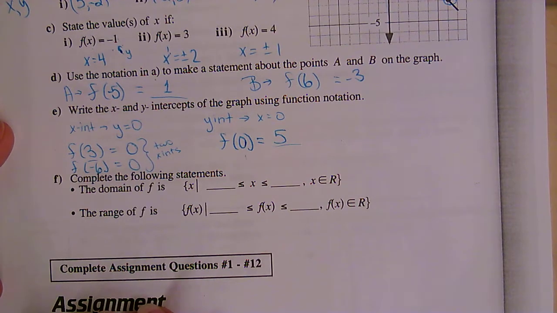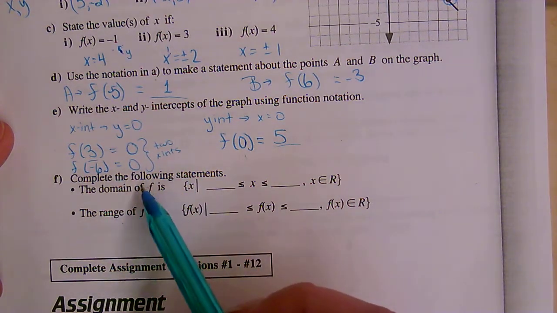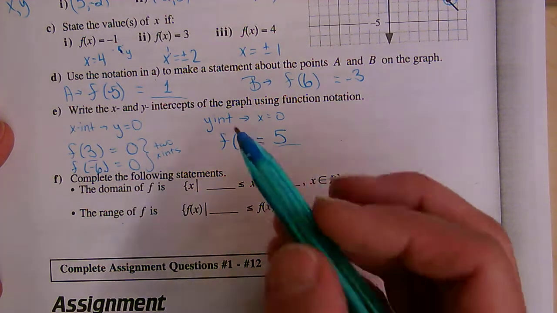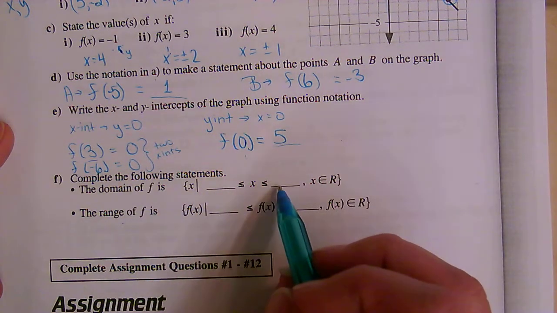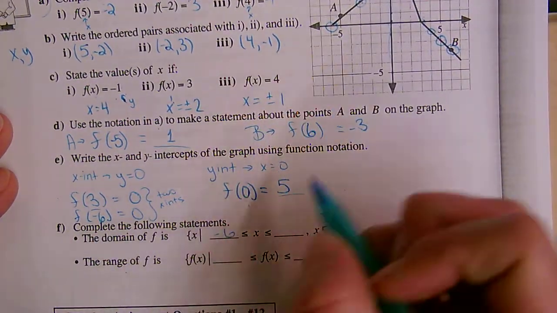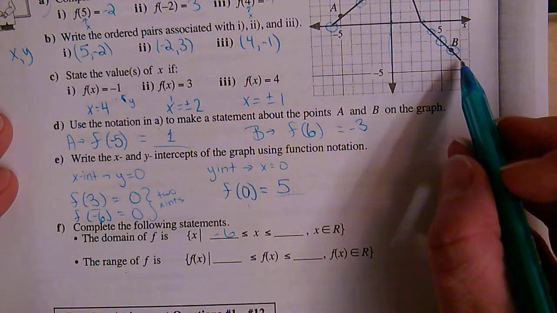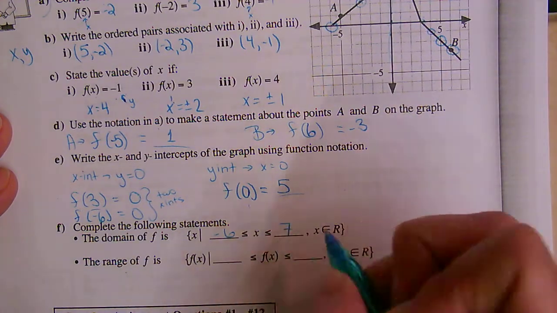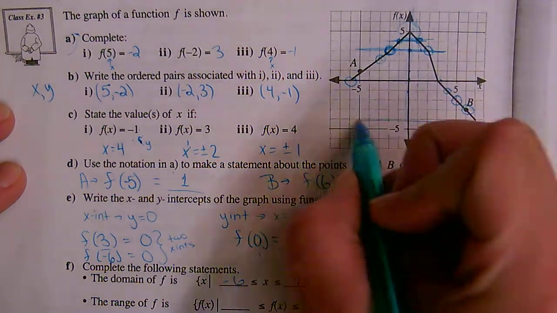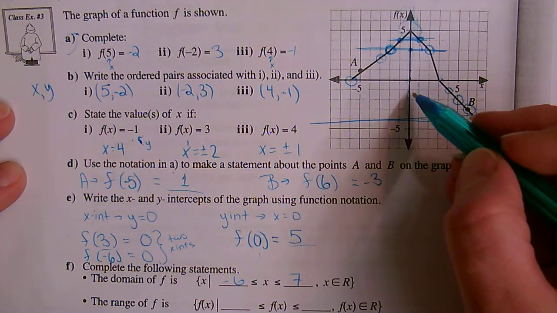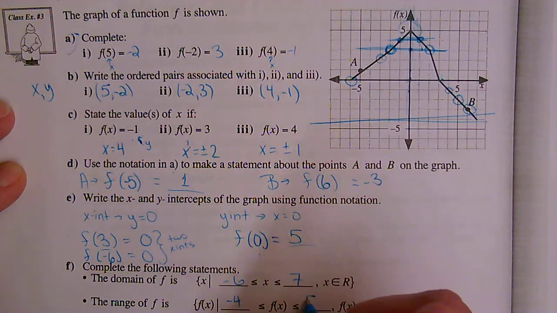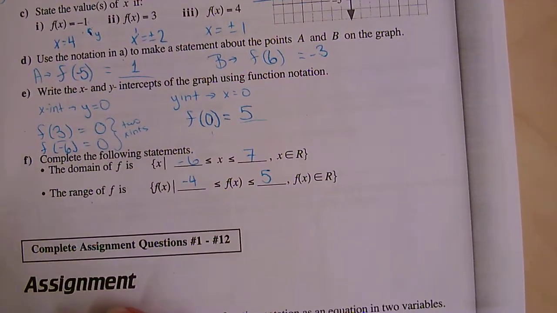Then complete the following statements for domain and range. The domain of f is such that x is in between these two numbers. We always go lowest and highest, so we've got -6, and our biggest number here is 7. And then my range is going to go from 1, 2, 3, 4, -4 up to 5.